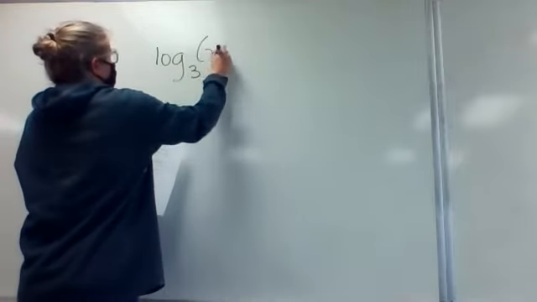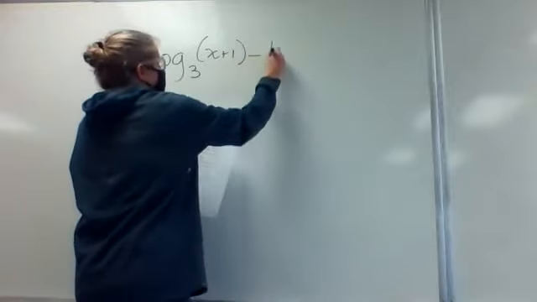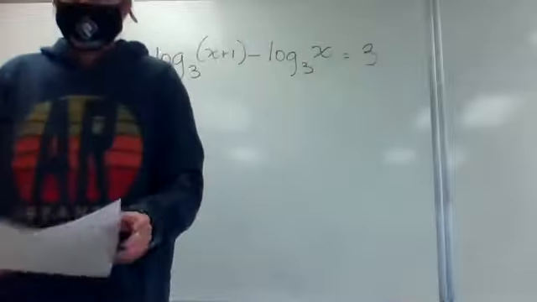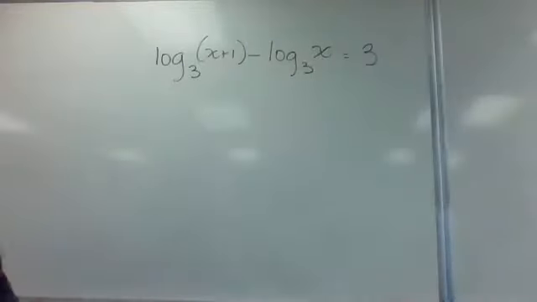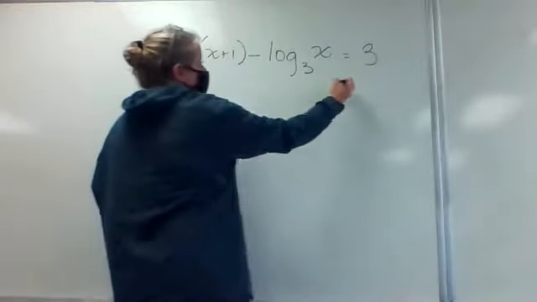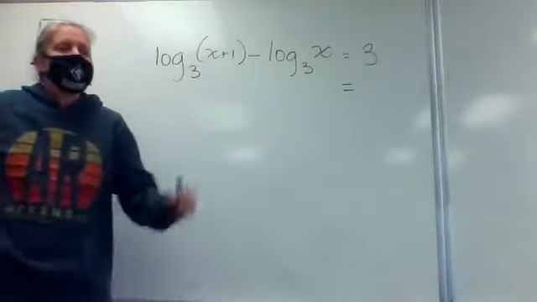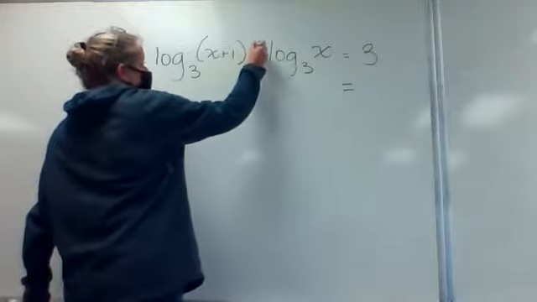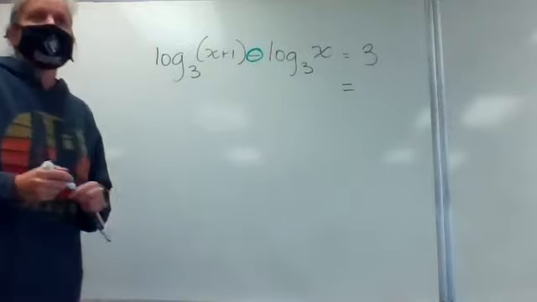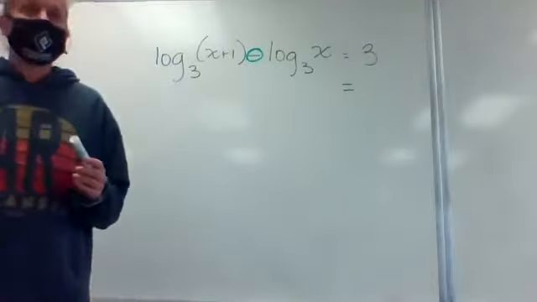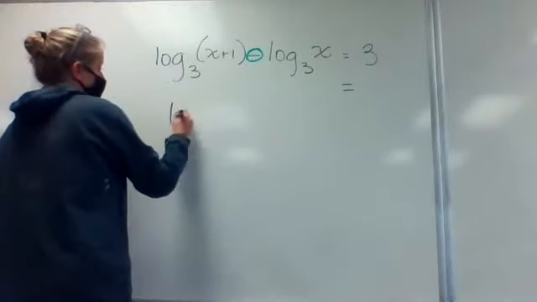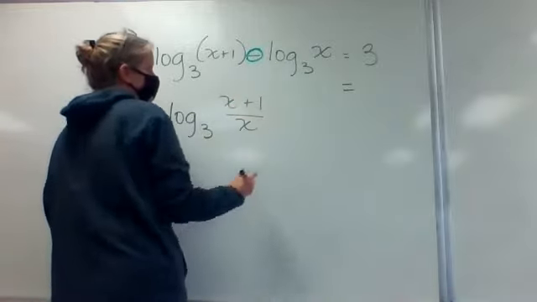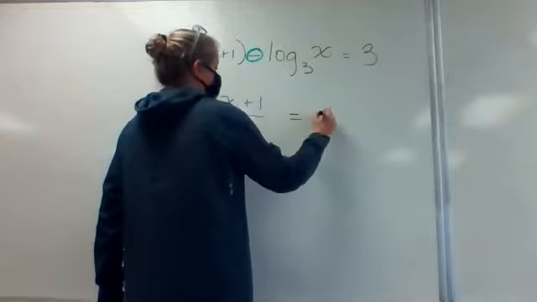Log base 3 of x plus 1 minus log base 3 of x equals 3. Okay, now the first thing we need to do, since we have two log base 3s on the left side of that equal sign, I want to rewrite that as a single logarithm using those logarithmic properties. Since these are subtracted, I can turn this into a quotient of those logs. So I'm going to have log base 3 of x plus 1 over x equals 3.